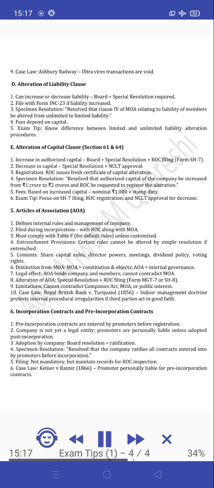9. Limitations. Cannot contradict Companies Act, MOA, or public interest. 10. Case law. Royal British Bank vs. Turquand 1856. Indoor management doctrine protects internal procedural irregularities if third parties act in good faith.